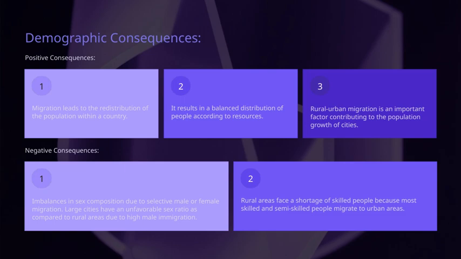This movement helps in balancing the distribution of people according to the available resources, although it can also cause some imbalances. One such imbalance is seen in the sex composition of populations. Due to selective migration, where either males or females are more likely to migrate, large cities often have an unfavorable sex ratio compared to rural areas. Typically, we see a higher influx of males into urban areas, which skews the gender balance.